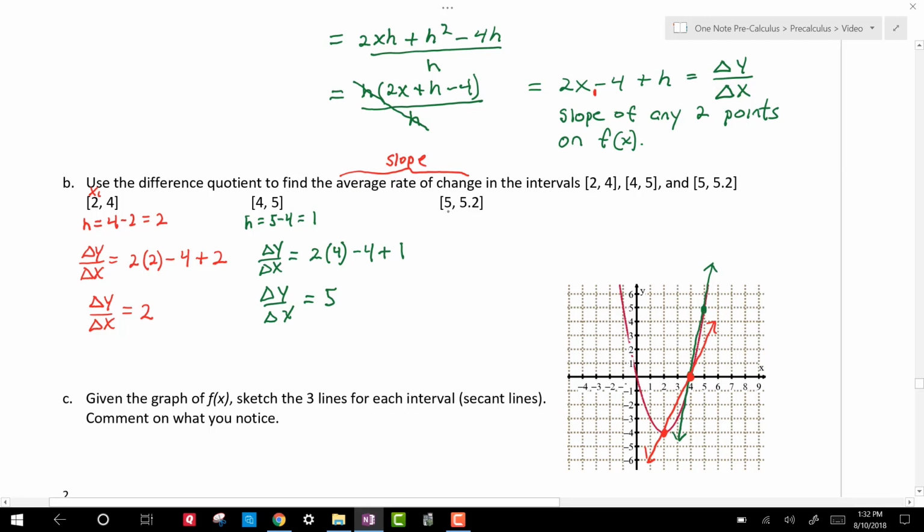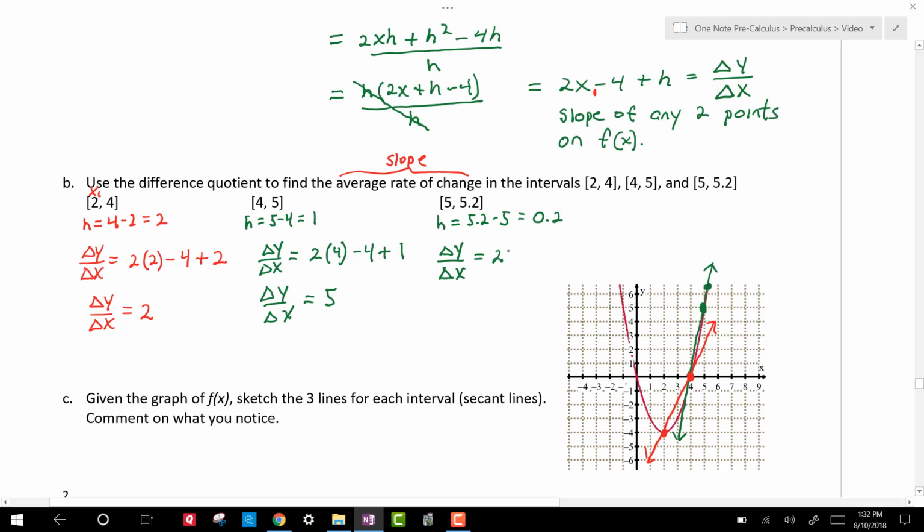So I'm going from the interval 5 to 5.2. So h is equal to 5.2 minus 5, which is equal to 0.2. So delta y over delta x. Now, take a look at this. If I tried to graph those points, that would be really tough. I mean, we're talking from 5, so this point that I've already got up here, all the way to 5.2, I don't even know where 5.2 is at. So maybe somewhere up in this area, who knows? I'm guessing now, aren't I? But I can do it exactly using my difference quotient.